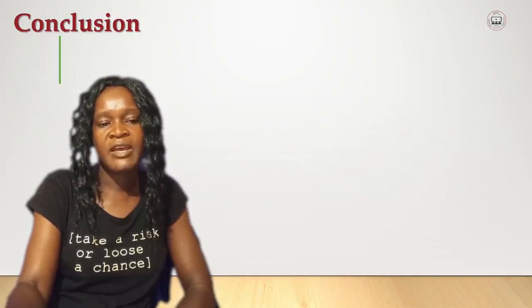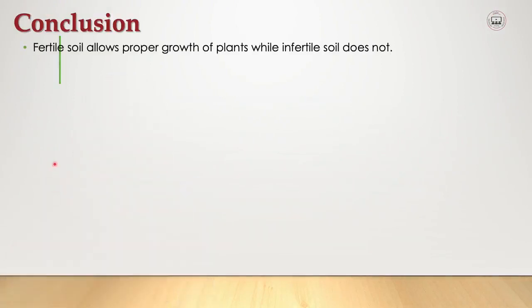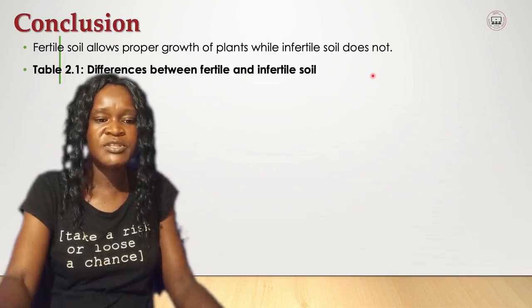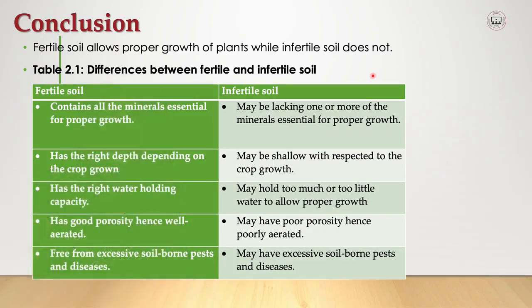So after conducting that experiment, we can draw this conclusion: fertile soil allows proper growth of plants, while infertile soil does not allow proper growth of plants. So from the experiment which has just been described, we can have the differences between fertile and infertile soil.